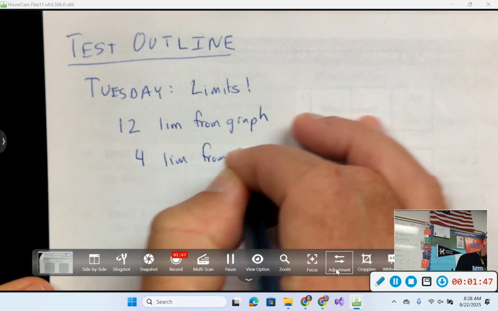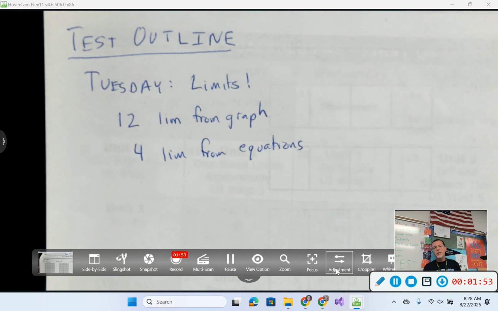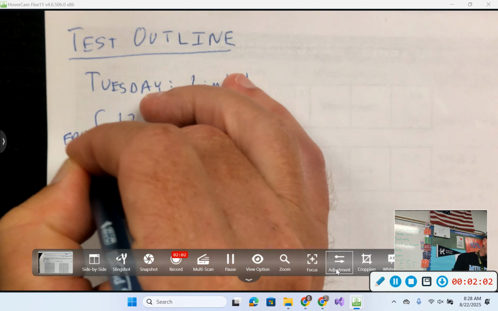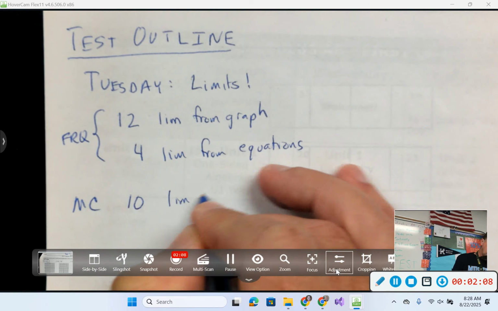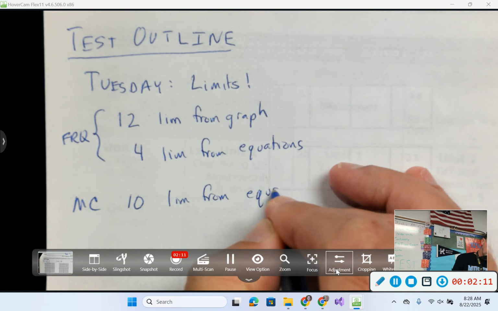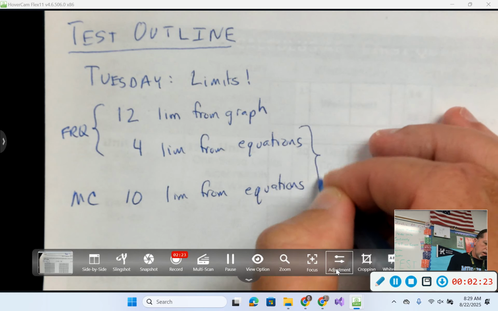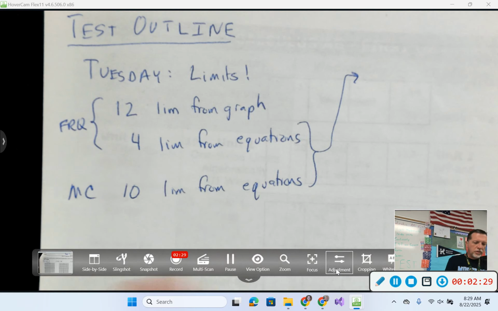4 limits from equations. So that's where things get a little bit trickier, because you have to use your algebra tricks. Those are free response questions. And then multiple choice, there's 10 limits from equations that are multiple choice. And your limits from equations, here's your review sort of built into the test outline.